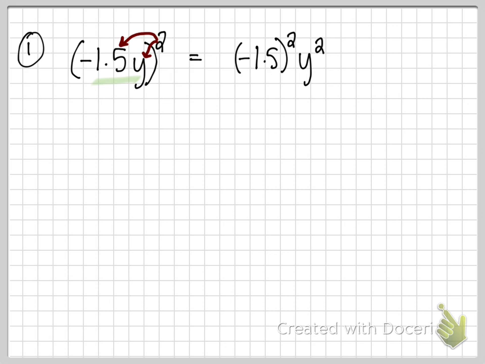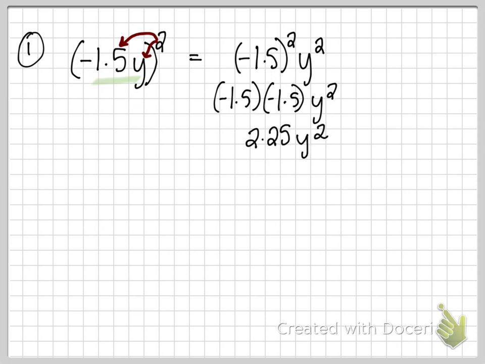Remember, when we have numbers and variables in our answer, we always need to simplify the number portion. So negative 1.5 squared is 2.25, and it will be positive because this is saying negative 1.5 times negative 1.5. When we do that math, it becomes 2.25 y squared. Okay, I'll just work down below.